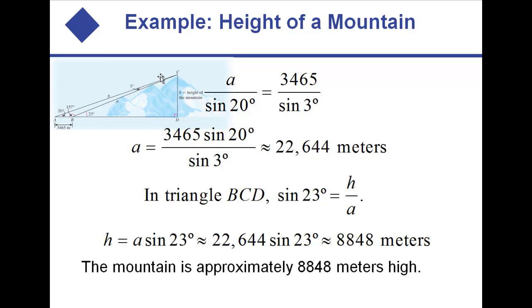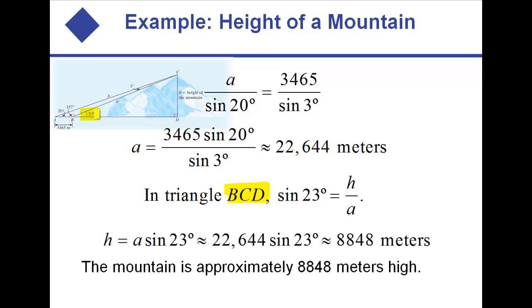And now that we have A, we have the hypotenuse of this right triangle, right? Because our ultimate goal was to find the height of the mountain. We need to find H. We use the law of sines to solve for the hypotenuse. Now in that triangle BCD, this triangle BCD is now the right triangle.